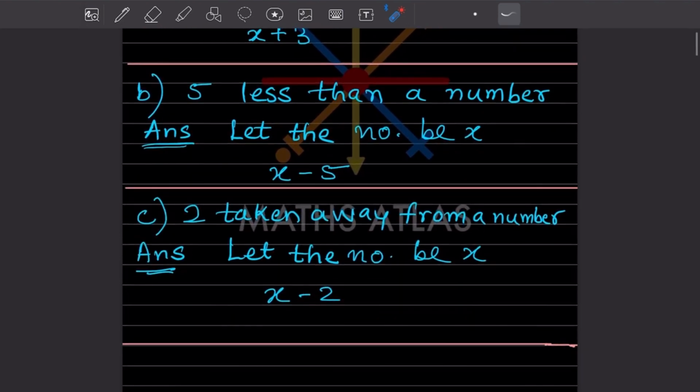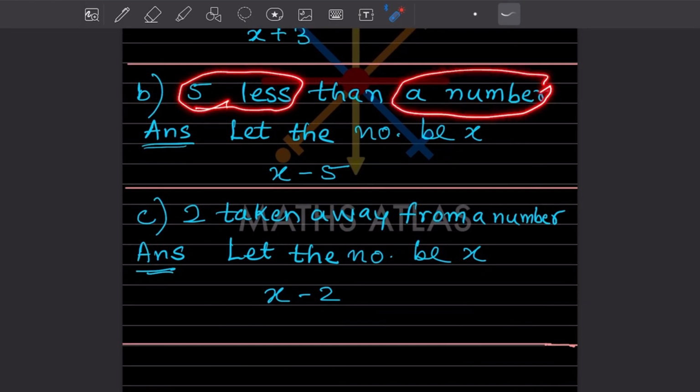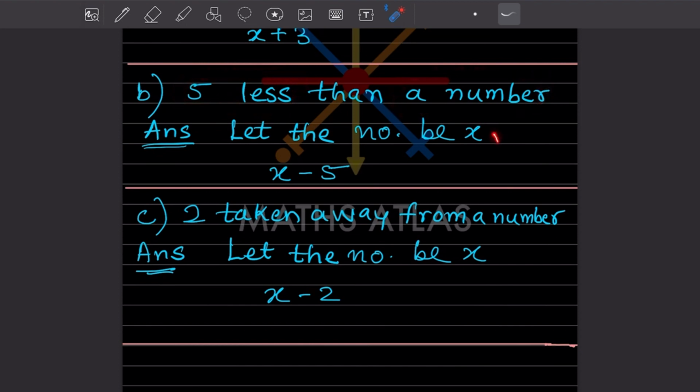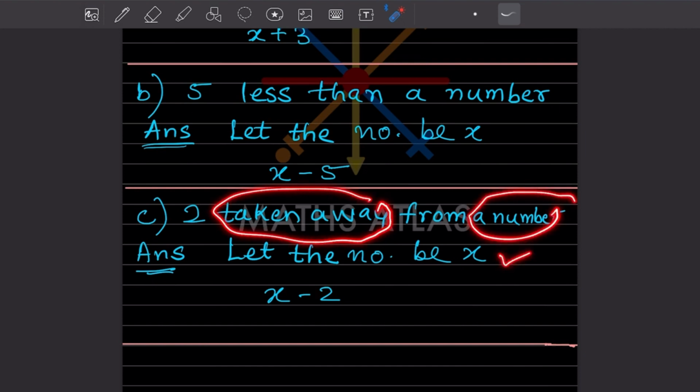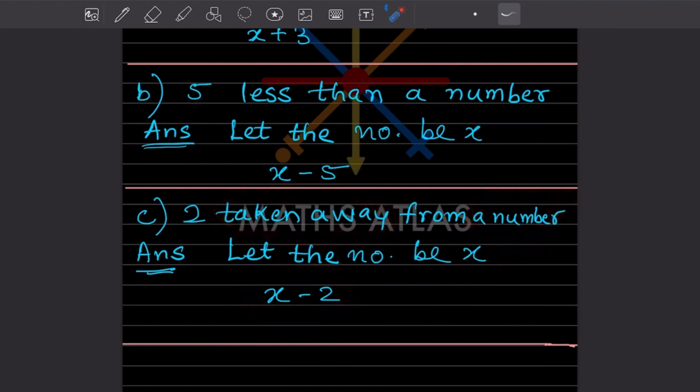So now the next one, what does this say? 5 less than a number. So again here we can write, let the number be x. Okay? And 5 less means you have to subtract 5 from x. Now this is the third one. They said 2 taken away from a number. Again here let the number be x. Okay, and taken away means this is going to be subtraction. So x minus 2.